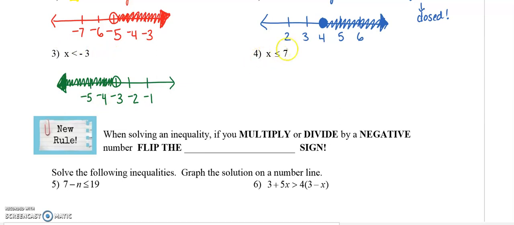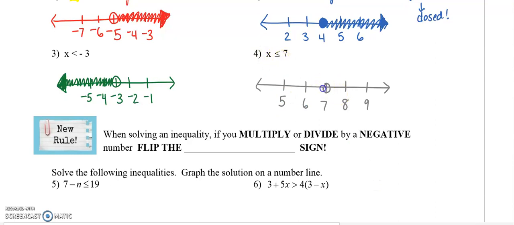Okay, last one. X is less than or equal to, less than because it's the smaller end, and then the line is equal to 7. So again, draw that line out, plot 7, a few numbers bigger, a few numbers smaller.